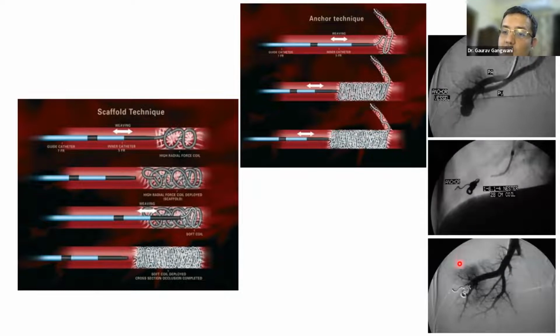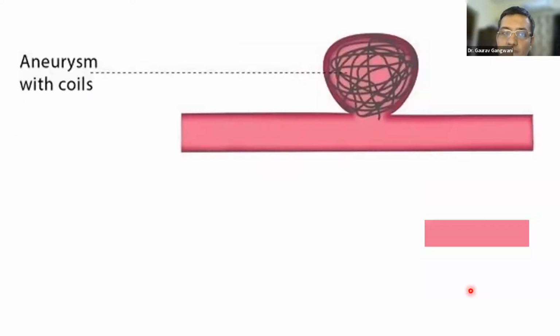But then there's an alternative to it, the anchor technique, where you can go super selectively into a vessel, anchor the coil into that branch vessel, and then start deploying the rest of the coils with the standard weaving technique again. In this case, we can see how the coil has been anchored into the vessel, and after the anchor, the deployment is pretty simple for this AV fistula or type 1 AVM.